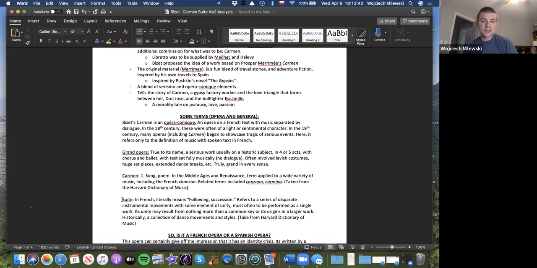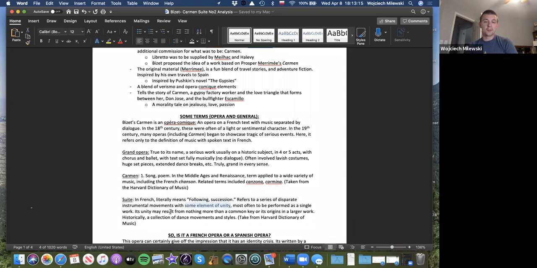In fact, if you look down here, a suite, on my document here in French, literally means following or succession. There's a very famous term in French called ensuite. So basically, as a follow-up to. Well, it actually just refers to a series of instrumental movements with some element of unity. I love that definition, by the way. Some element could be the most minute thing in the world, but there's some element of unity involved. They have to have something that links them all together.